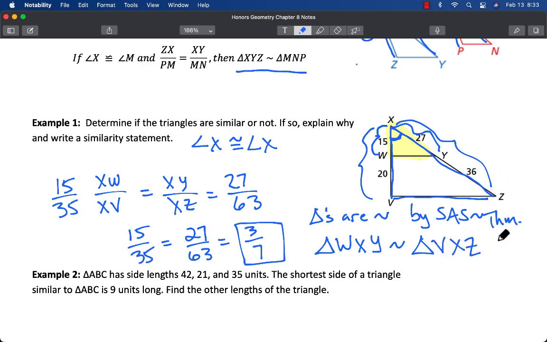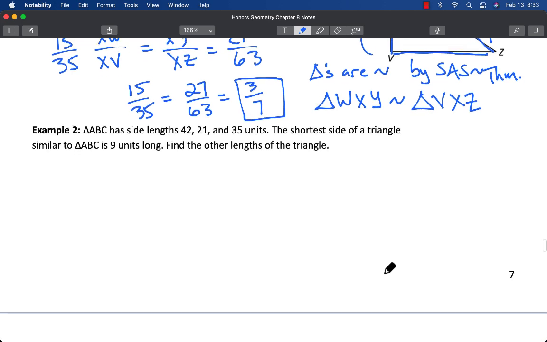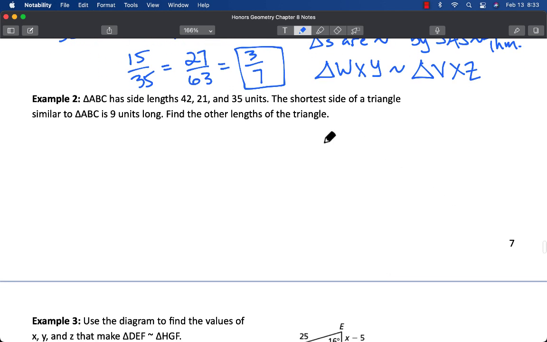If at any point you're a little bit confused or we're going too fast, just pause the video, rewind the video, and rewatch an example. Let's move on to example 2.